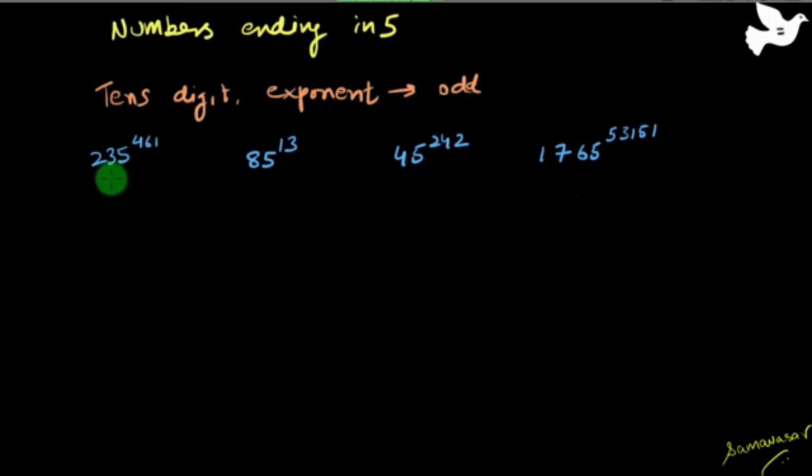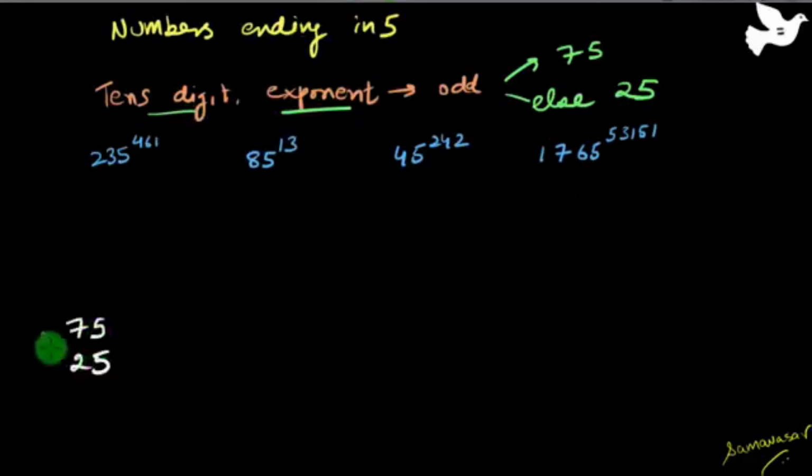Now if I have powers like this, as you can see, how do I find out the last two digits? It's very simple. Just check the tens digit and the exponent, that is the power. If both of them are odd, then this entire power will end in 75. Else it will end in 25. So what do I mean? Firstly, in case of powers of units digit 5 raised to any power, the last two digits can either be 75 or they can be 25. There is no other option, and it is 75 only in very few cases. In most cases it is 25.